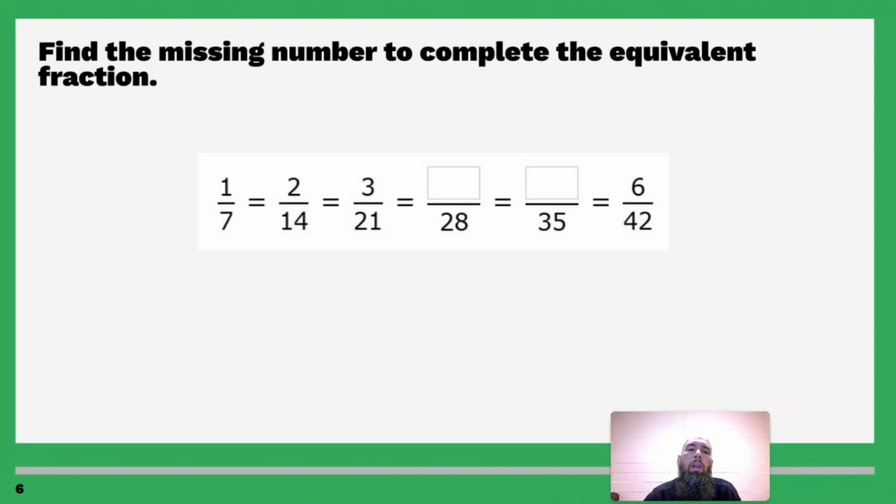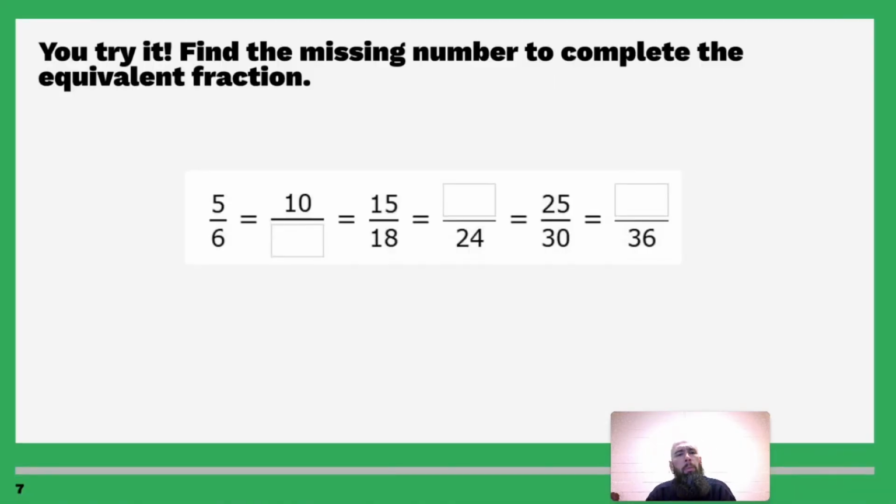Oh, 2 of them are missing. All right, well, if you have 1/7 and you multiply the top and the bottom by 2, you get 2 over 14. Multiply the top and the bottom by 3, you get 3 over 21. The next one's going to be multiplying the top and the bottom by 4. So 1 times 4 is 4, and 7 times 4 is 28. Makes sense. 1 times 5 is 5, and 7 times 5 is 35, so that works out. And then the next one would be 6 and 42.